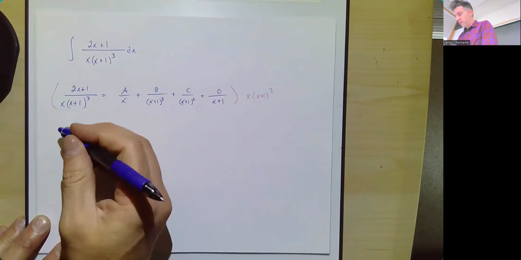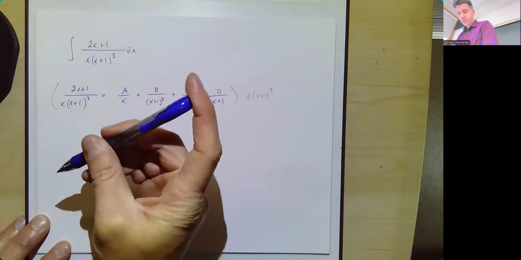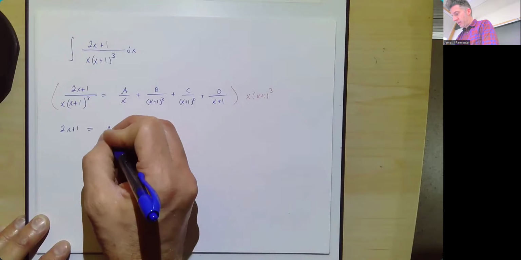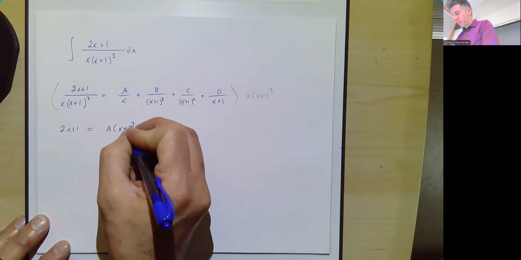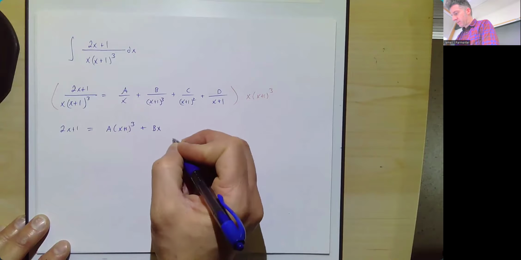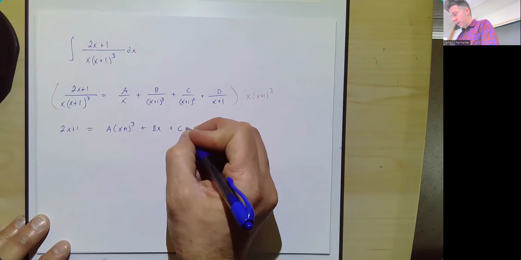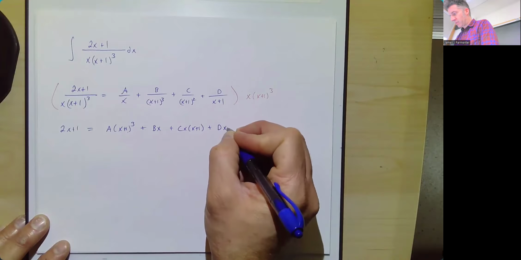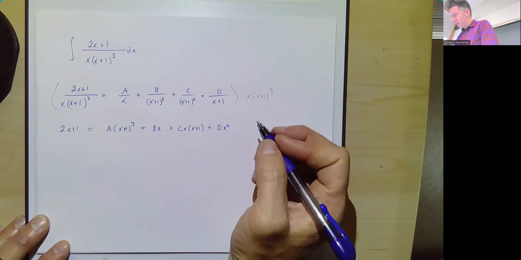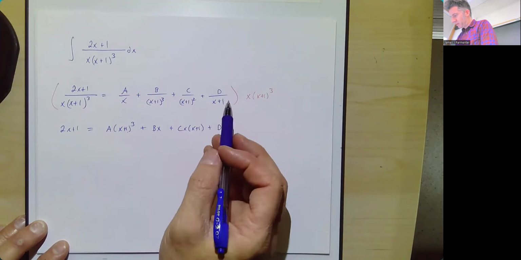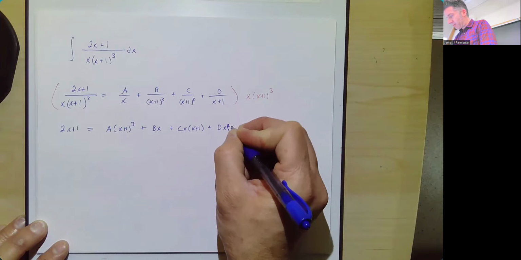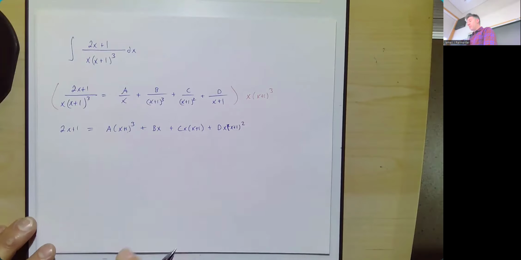So we're going to get on the left-hand side 2x plus 1. On the right-hand side, A times x plus 1 cubed plus B times x plus C times x plus 1 plus D times x squared. Sorry, I'm making a mistake here. Apologies. D times x plus 1 squared.